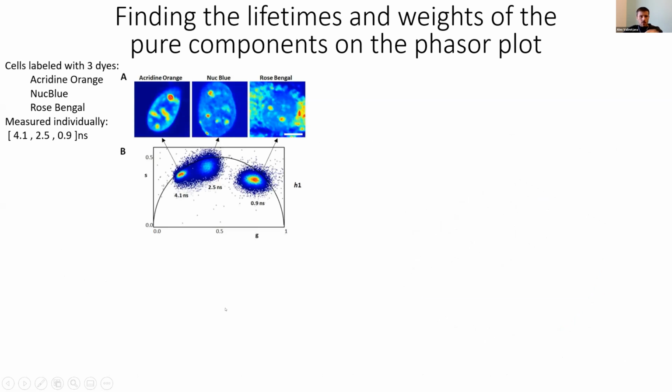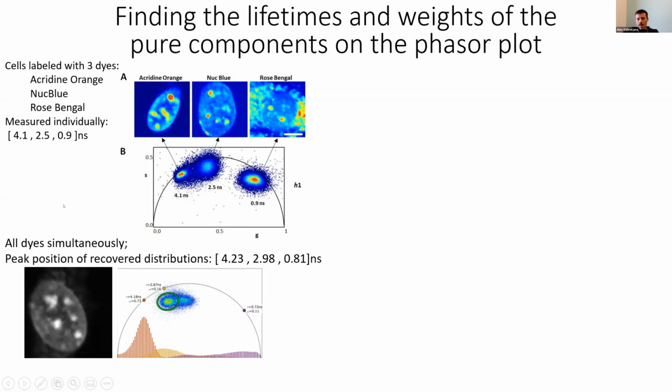Here's actual data that we took to prove this. Again, it's the example that I showed before: acridine orange, NucBlue, and rose bengal, 3 nuclear dyes. We measured them separately to obtain our experimental lifetimes. So these are the 3 lifetimes. And then what we did is apply the system blindly, so not telling the system which are the components. And what we obtained is these values here. So as you see, pretty close: 4.1 to 4.23, 2.98 to 2.5. The middle one is always kind of shifting. And then the last one, 0.81 to 0.9.